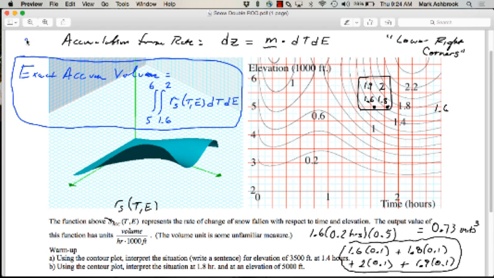Questions on the premise here of a double integral? Yeah. Are we going to do triple integrals? Yes, we're going to do triple integrals, yes.